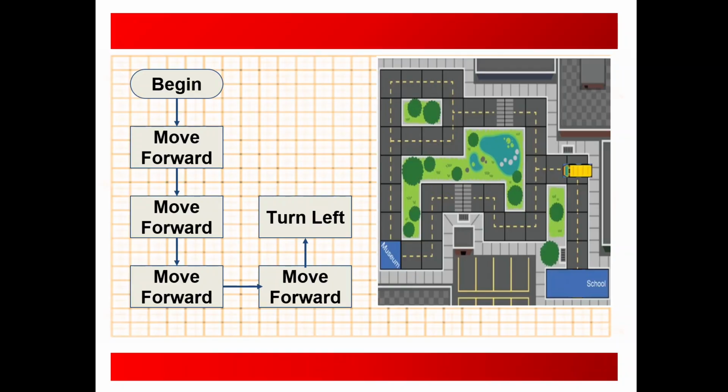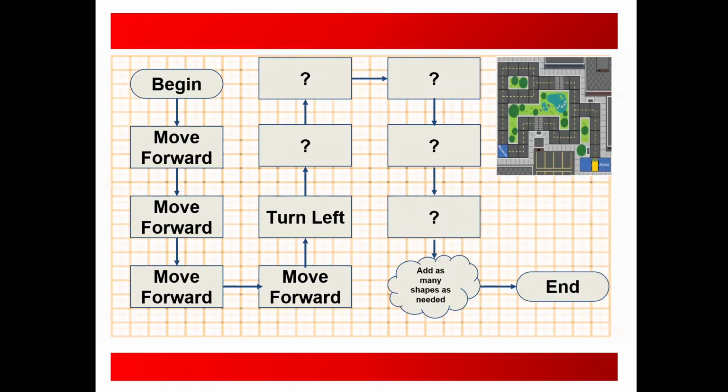You need to finish this on your own. You're going to use as many rectangles as you need to get the bus all the way to the museum until it's on top of the museum. Once you have the bus on the top of the museum, don't forget you have one last shape. You have to have an oval at the end with the word end in it.